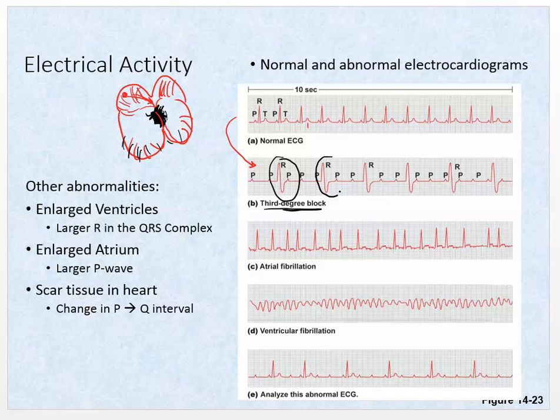So you might be able to stay alive for a little while with something like this, but you're going to have that fixed very quickly. Okay? All right, so let's look at a couple more. In this one, you can see that the ventricles are being more or less rhythmic, but the atria aren't doing what they're supposed to be doing at all.